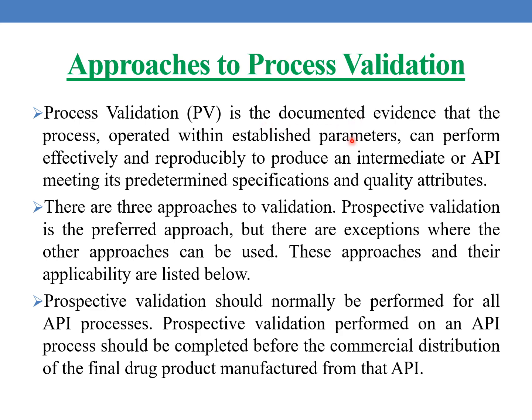Now coming to approaches to process validation. Process validation, or PV, is the documented evidence that a process operated within established parameters can perform effectively and reproducibly to produce an intermediate or API meeting its predetermined specification and quality attributes. There are three approaches for validation. Prospective validation is the preferred approach, but there are exceptions where other approaches can be used. These approaches and their applicability are listed below.